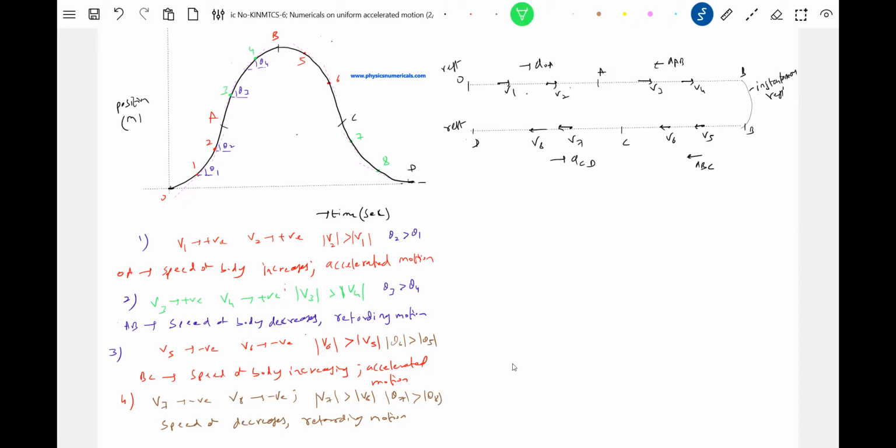Now the definition. This is the acceleration. This part is what? Retardation. This part is again acceleration. And this part is what? Retardation. If I didn't describe this, there is no meaning of only the ST graph. Any teacher who describes the ST graph without this, it's of no use.